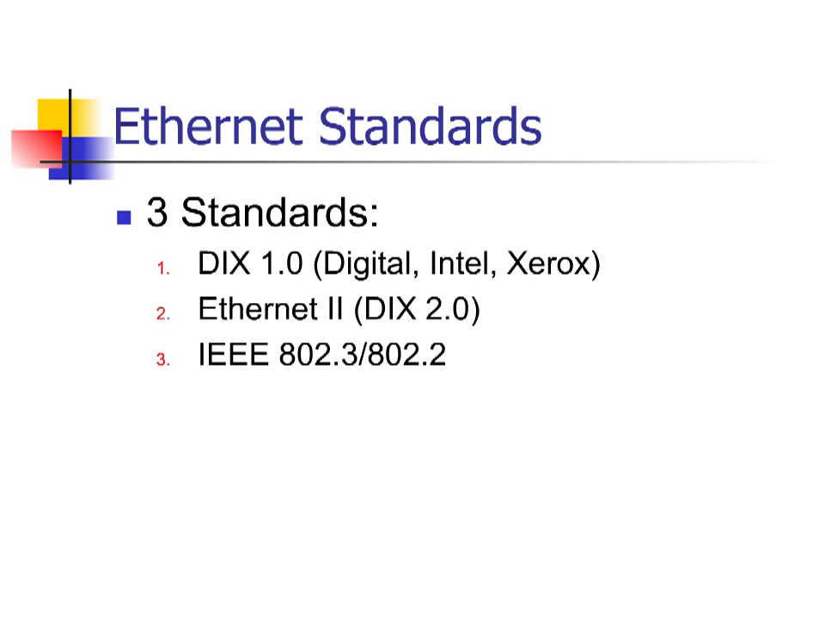Ethernet has had three standards in its lifespan. The first standard was known as the DIX 1.0 standard. It was developed by Digital, Intel, and Xerox. And so we just used the first letter of each of those companies and came up with DIX. The second version was Ethernet 2, also known as DIX 2.0. And then the modern-day Ethernet is the IEEE 802.3 and 802.2 standard.